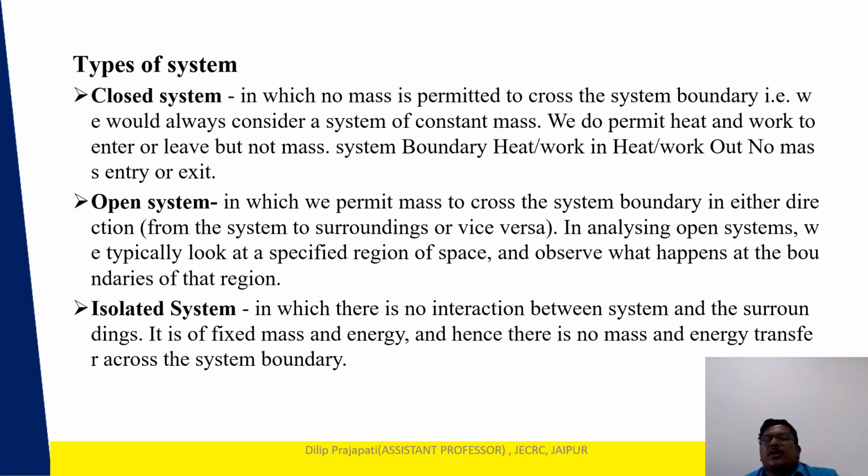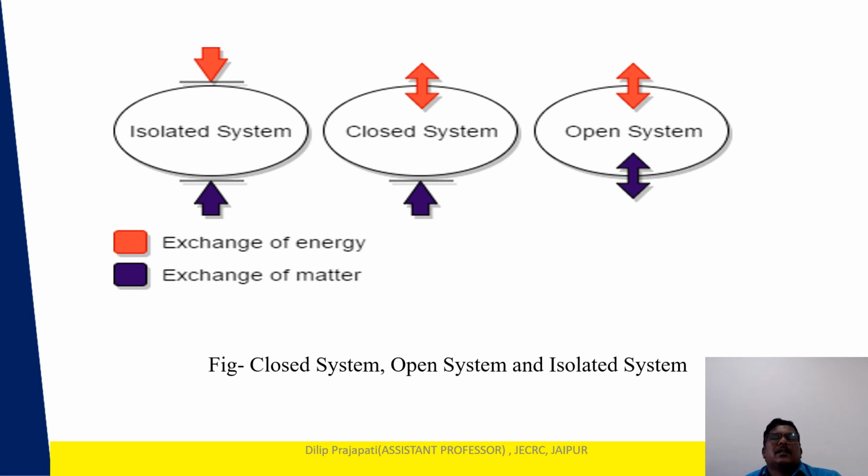Now next I am going to discuss these 3 types of systems: the isolated system, closed system, and open system. An isolated system has no exchange of mass or matter. A closed system only exchanges energy, not mass. An open system permits mass and everything to be exchanged. This is the schematic diagram of the open system, closed system, and isolated system.